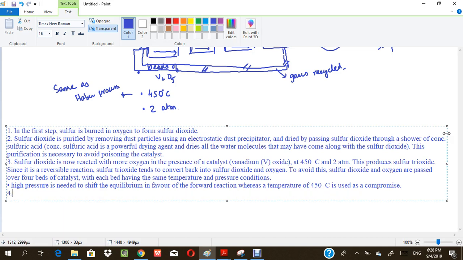Now, number 4. Sulfur trioxide is an anhydride of sulfuric acid, meaning that if water is added to sulfur trioxide, sulfuric acid is obtained.